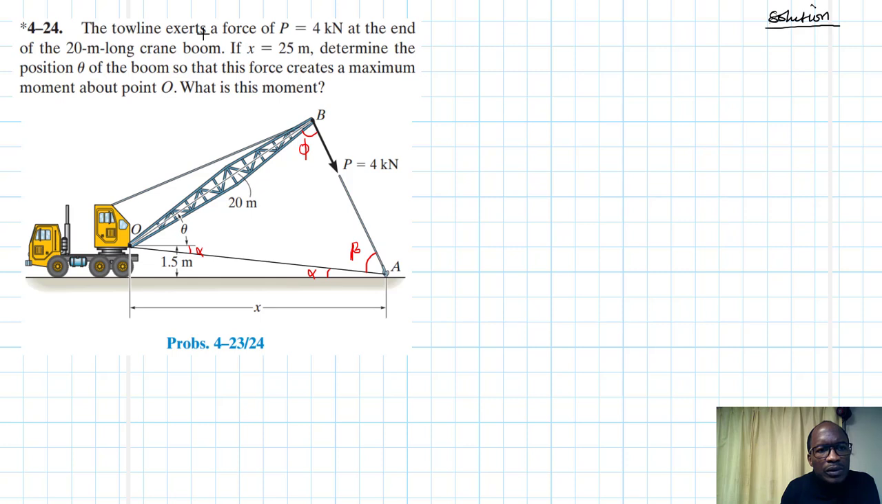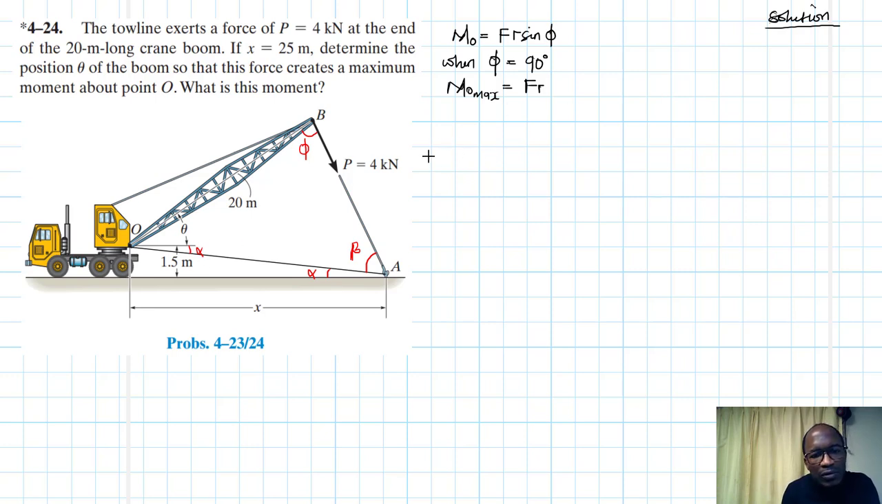First things first, for us to find the moment about point O which is maximum, let's first write a general equation for the moment about O. This is going to be equal to the force times the lever arm times sine phi. So we know that when phi is equal to 90 degrees, then MO becomes maximum, which will just be equal to F times R, because sine 90 is 1.